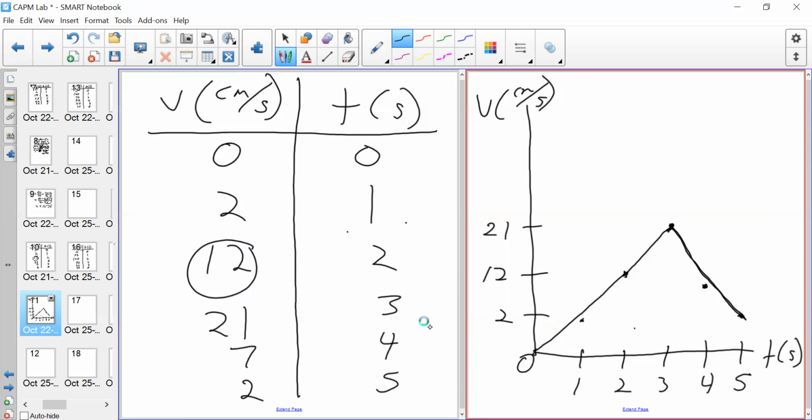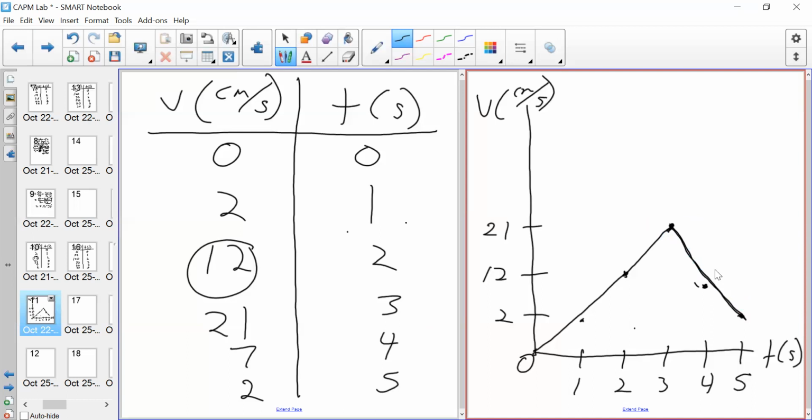Okay, so plot your points. If you have a graph that looks similar to this, where your highest velocity is at the third second, plot that point and then start to draw the line going backwards, going the other direction through the fourth and the fifth second.